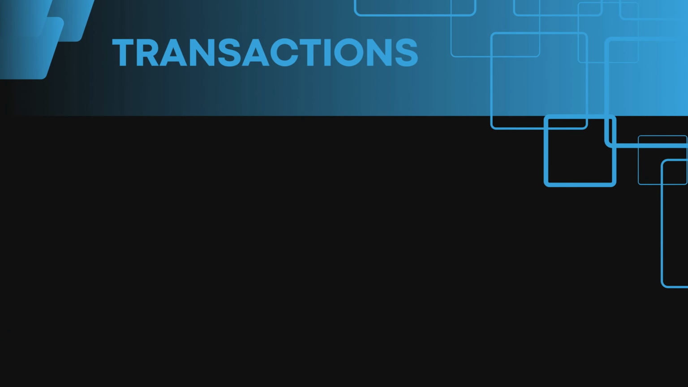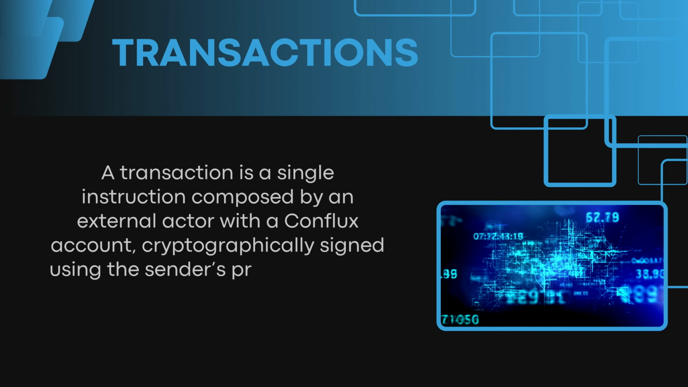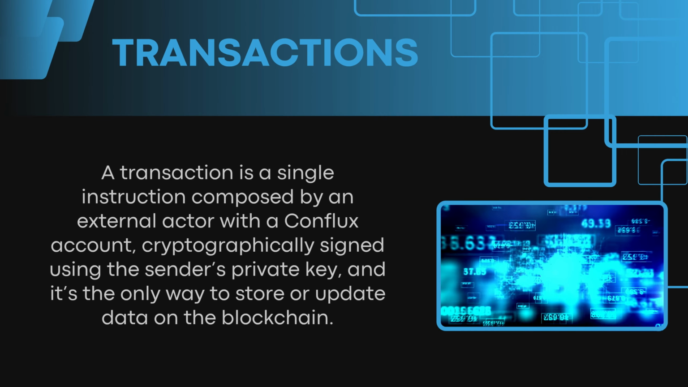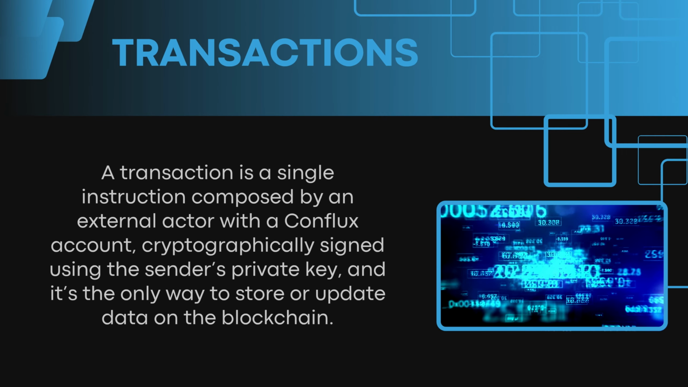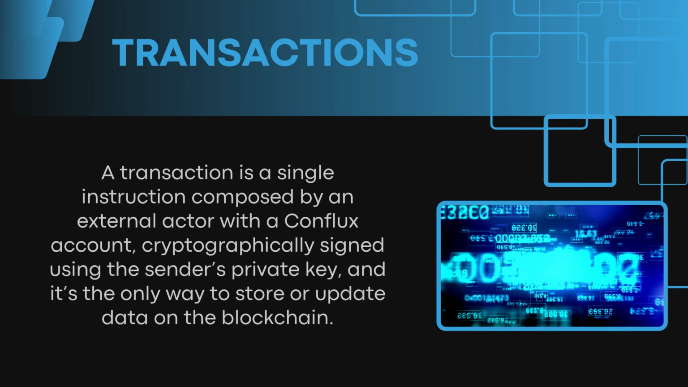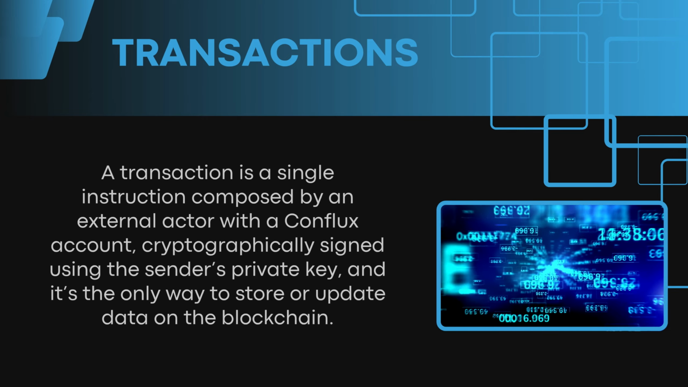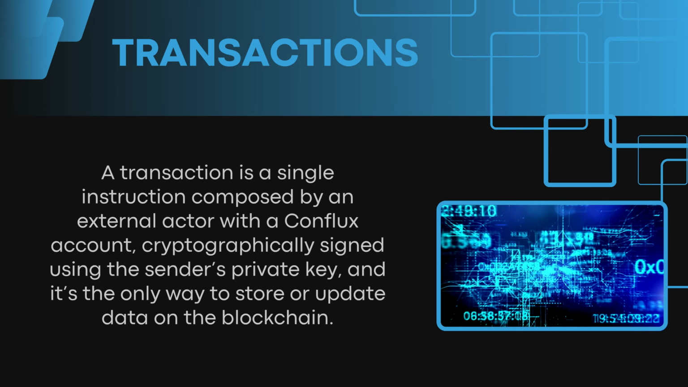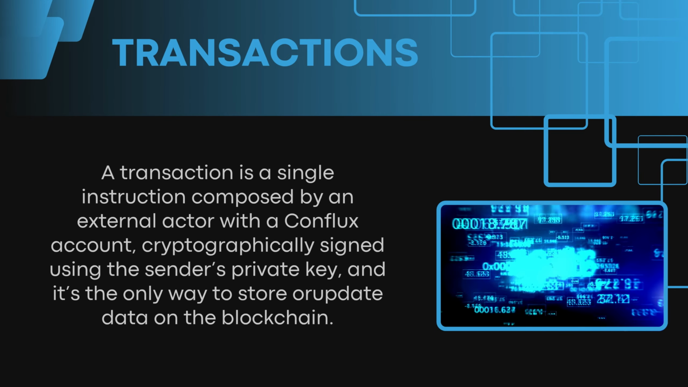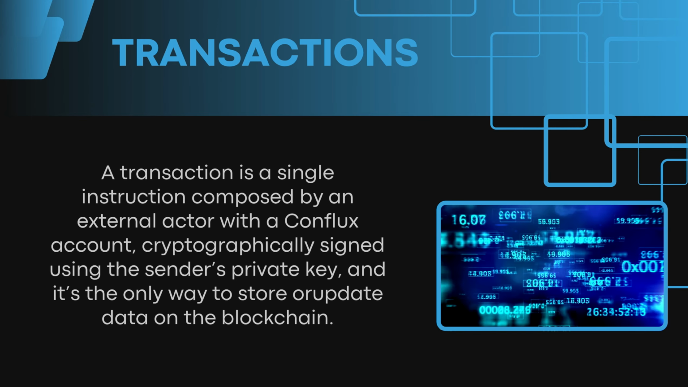Think of it as a single instruction composed by an external actor with a Conflux account. You sign it with your private key to prove it's really you, and it can do different things, like sending CFX, transferring tokens, deploying a smart contract, or calling a function on an existing contract. It's the only way to make changes or store data on the blockchain.